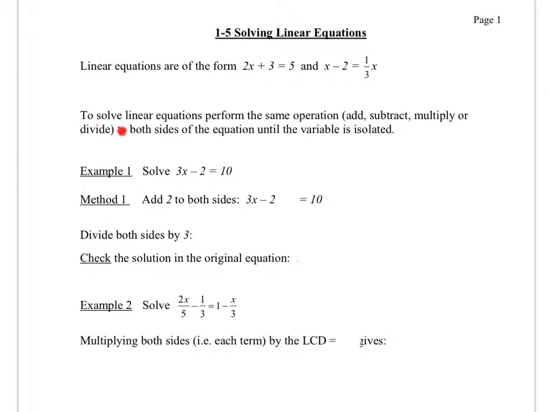Now, what does it mean by both sides of the equation? Well, here we've got one side, 3x minus 2, and the other side, 10. The thing that's in the middle is the equals. So think of the equals as being the middle of your equation. The word equation just means two things that are equal to each other. So the 3x minus 2 is on the left-hand side, the 10 is on the right-hand side.